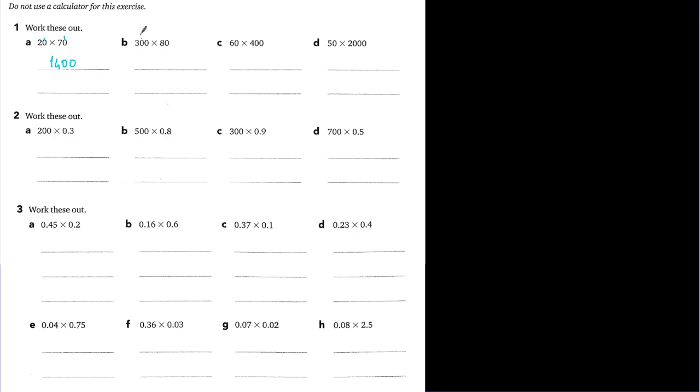If I repeat here, first we are going to multiply the non-zero numbers 3 and 8, which is equal to 24. Then we are adding the zeros on the right side. There are 1, 2, 3 zeros. 6 times 4, 24. So the answer is going to be 24,000. This type of exercise we were solving like this.